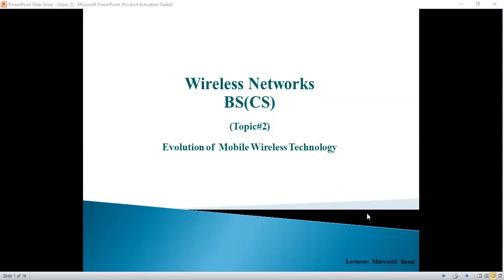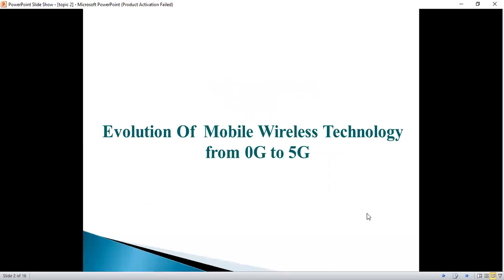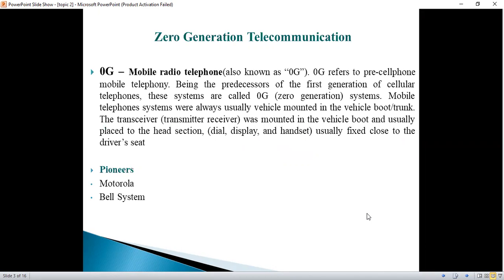So now we have our topic 2, which is about the evolution of mobile wireless technology. You have already heard about the generations. Today we will theoretically learn about these evolutions, these generations, and after this topic, we will learn about their operations and design. Fine. So first of all, we have zero generation telecommunication.